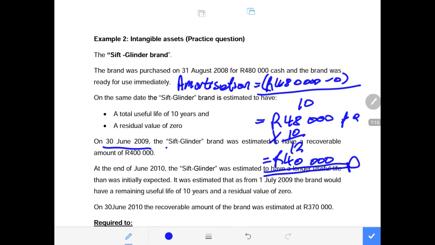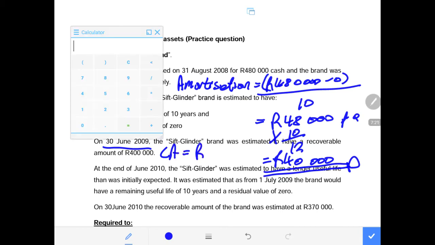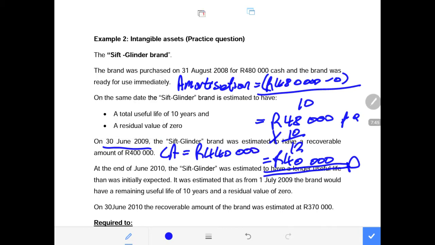So now I can say carrying amount is equal to cost minus amortization, meaning cost minus accumulated depreciation, in this case minus accumulated amortization. And our amortization is 40,000 rands. 480,000 rands minus 40,000 rands, I get 440,000 rands.